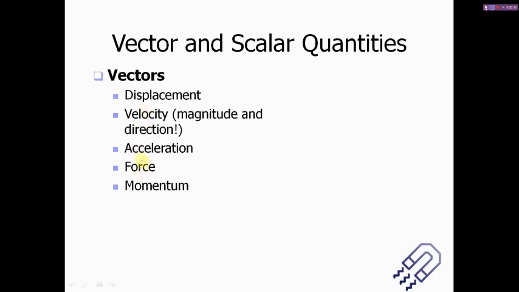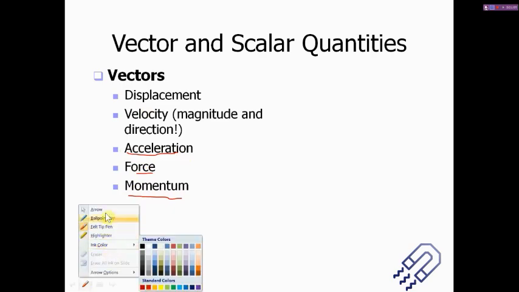If we are deriving a relation which is vector dependent, the relation will have a vector quantity involved. For example, yesterday we heard about acceleration, right? And then we talk about force as a product of mass and acceleration. Momentum. What is momentum, by the way? You remember? Mass into velocity. Since we have velocity there, we are talking about momentum.